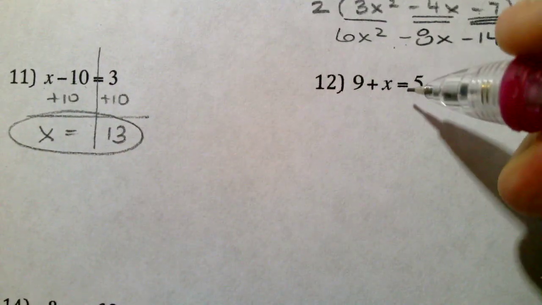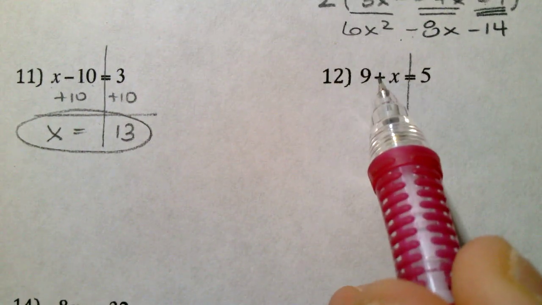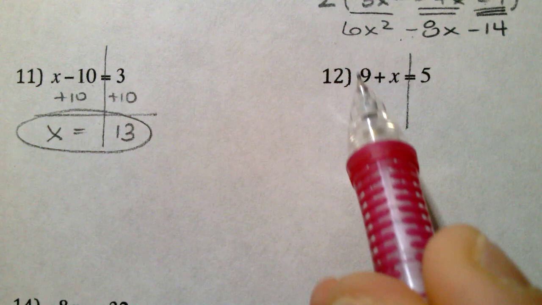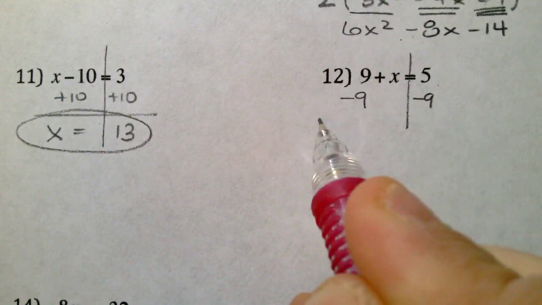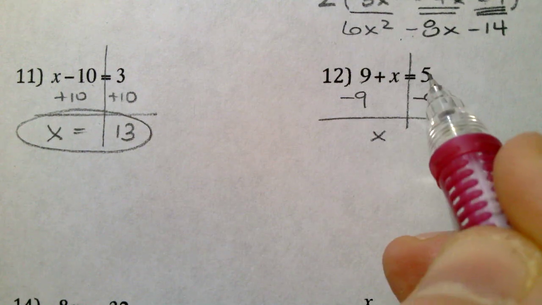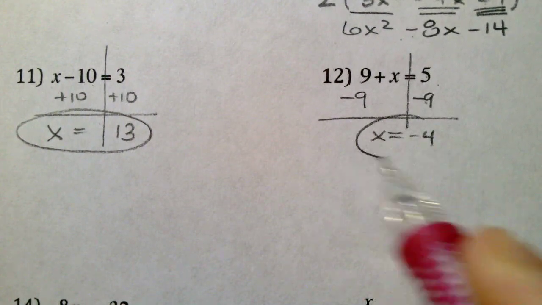Okay. Then they start to move the x around on us, and they say, okay, well, this is x plus positive 9. If I want to move this 9 to the other side, I always have to use opposites. This is x, 5, put in your calculator, minus 9 is equal to negative 4.